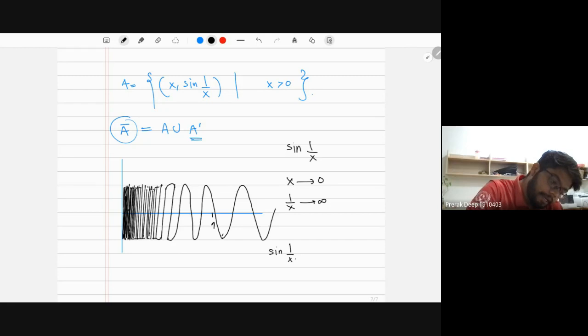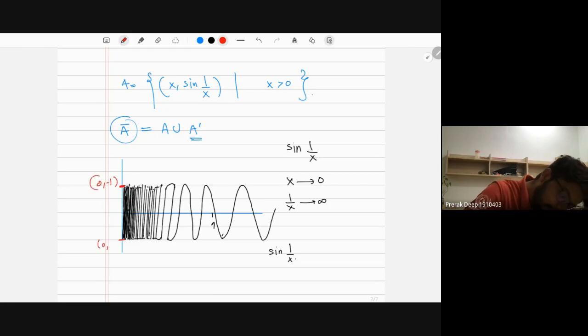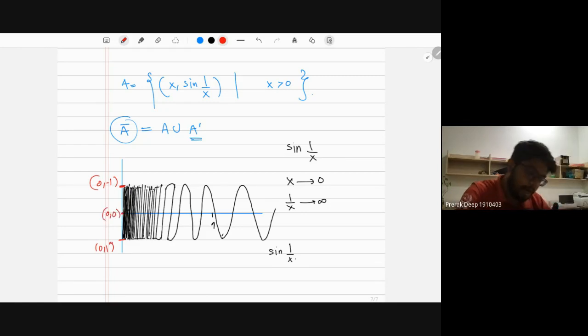When I consider the closure, you can see that this part is included. What is the coordinate of this? This is 0, minus 1. This is 0, 1. And this is 0, 0. So this part is also included because it is in the closure.